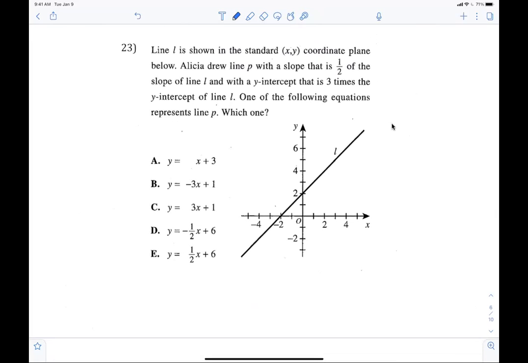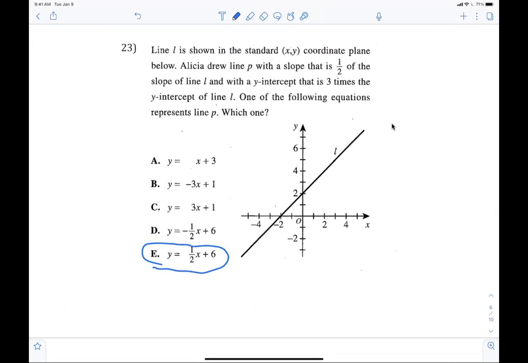23. What do we got? E. Anybody? Everybody got E. No one needs an explanation. All right, I'm pretty happy with me.